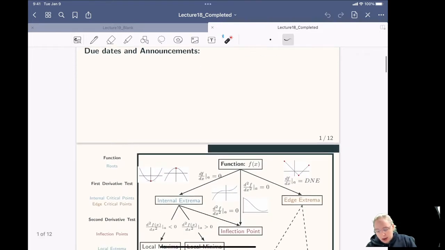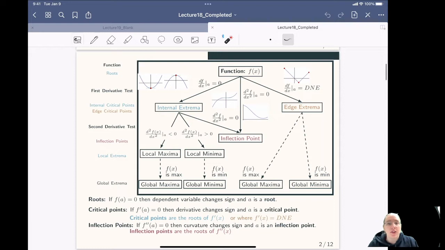All right, so I've started with this diagram here, which is an overview of extrema. So we start with this function f of x, and then we want to ask what is the derivative of f of x, and when is that derivative equal to 0? So if the derivative is equal to 0, then these are characterized as internal extrema, either maxima or minima of the function. All right, the alternative is that we have external extrema or edge extrema, which are the edges of the domain of the function. And we'll come back to that in a second.